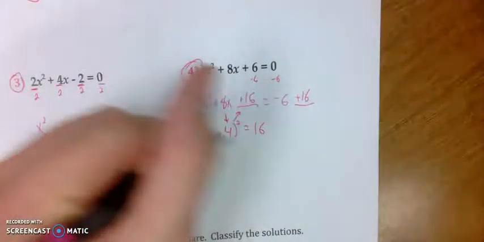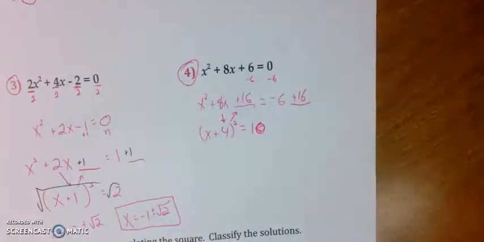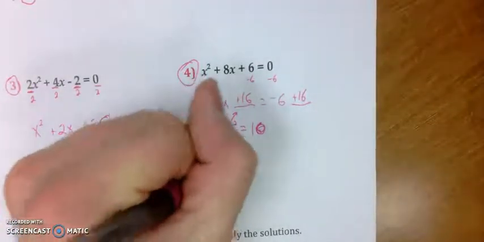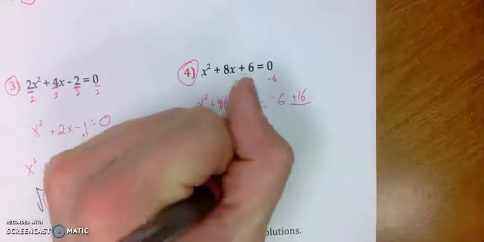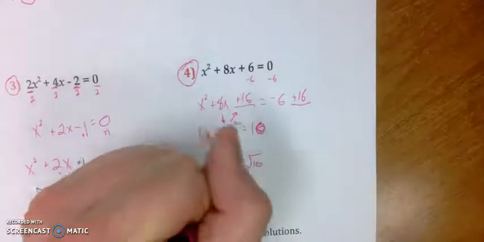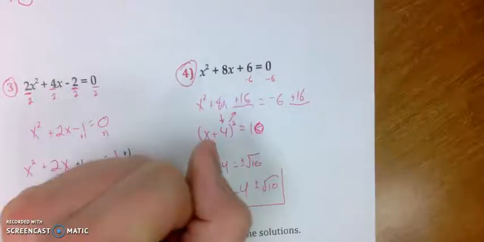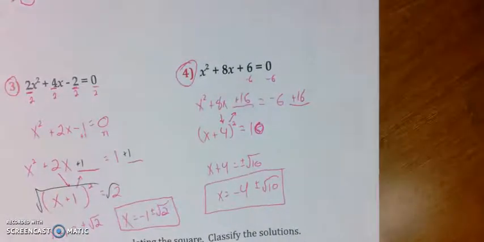So now we solve, square root each side. Ooh, there we go, 10, not 16, my bad. Square root each side, so I get x plus 4 equals positive or negative rad 10. And we move the 4 to the other side, so negative 4 plus or minus rad 10. Final answer.